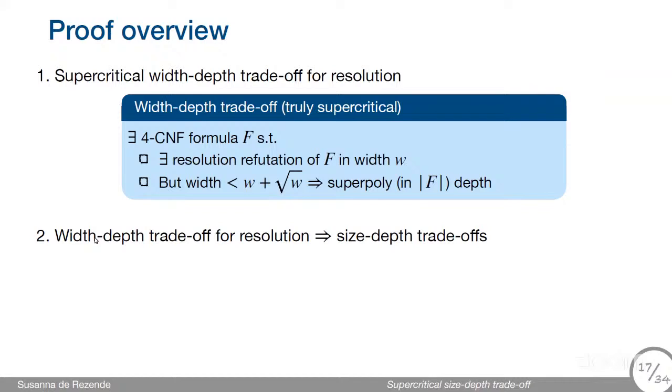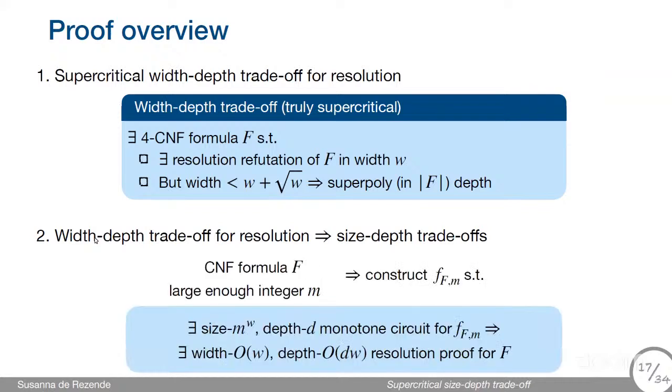And then for the second part, we show in a black box manner, these are called lifting theorems, that from this width depth trade-off we're going to get a size depth trade-off. So we're going to prove it in the other direction. Suppose I had a small size, small depth monotone circuit computing some function, then I'm going to get a small width, small depth resolution proof. And if I showed that this small width, small depth did not exist, then that means that the small size, small depth does not exist.